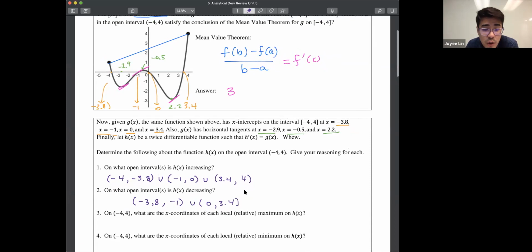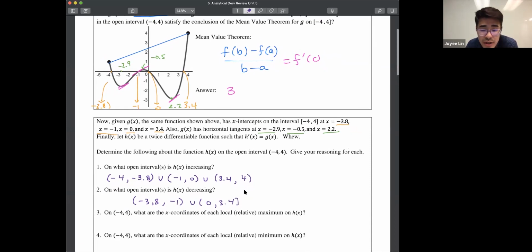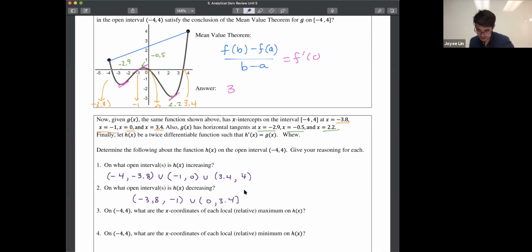On -4 to 4, what are the x coordinates of each local relative max? Type in your answers, please. When are the coordinates of x at a local or relative max?